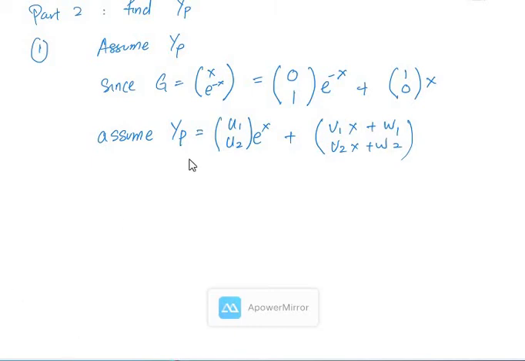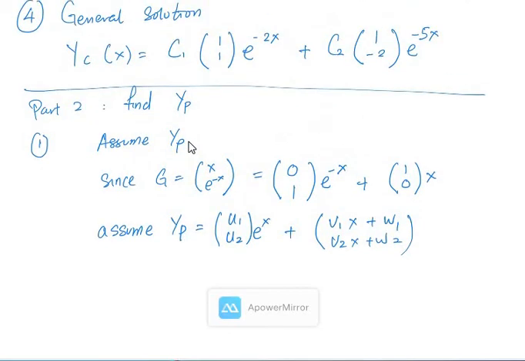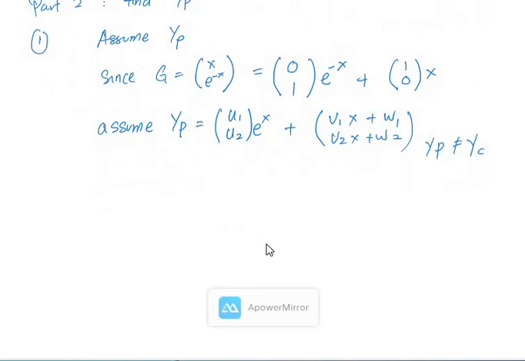And then we check. Okay, we use the variables u, v, and w. So we check whether the yp is the same as the yc or not. yc is what we just found, yc(x). So we check whether yp is the same as yc or not. We have the exponents negative 5x, negative 2x, so it's not the same. So I can say that yp is not the same as yc, so we can keep using this yp.